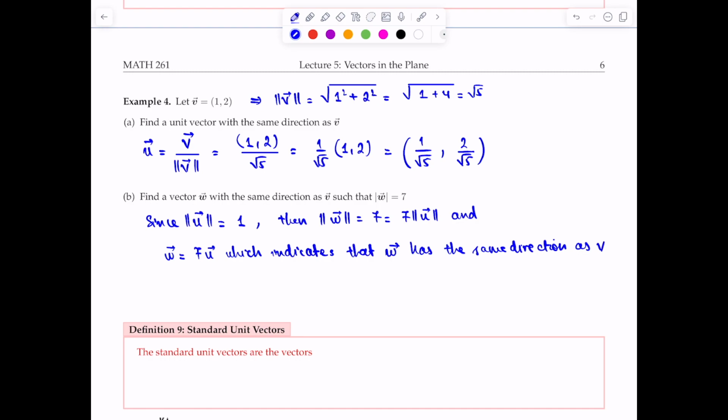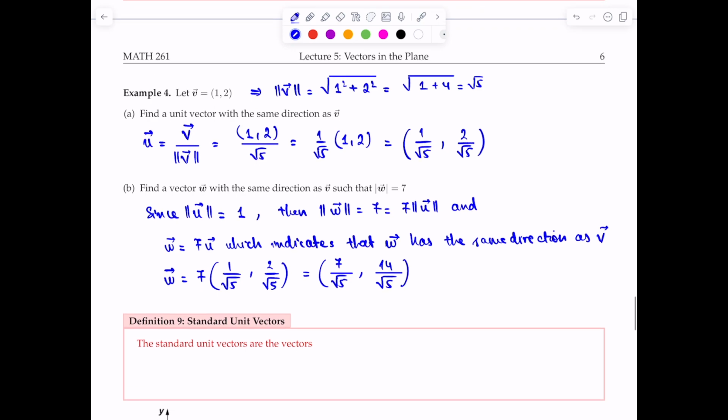Again, why the same direction as V? When W is equal to 7 times U, because U is the unit vector of V, and therefore U has the same direction as V. And W is equal to 7 times U, therefore it has to have the same direction as V. And the component form of W is 7 times 1 over root 5 comma 2 over root 5. Therefore the resultant vector is 7 over root 5 comma 14 over root 5.